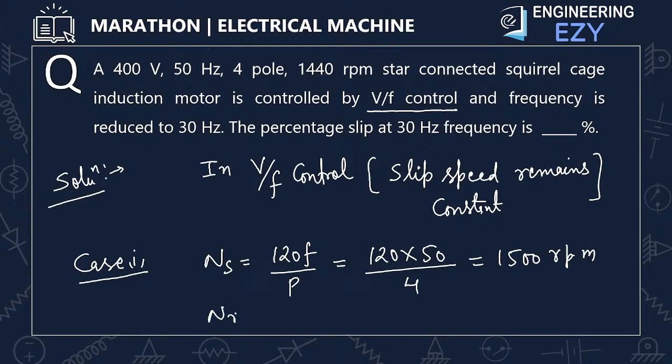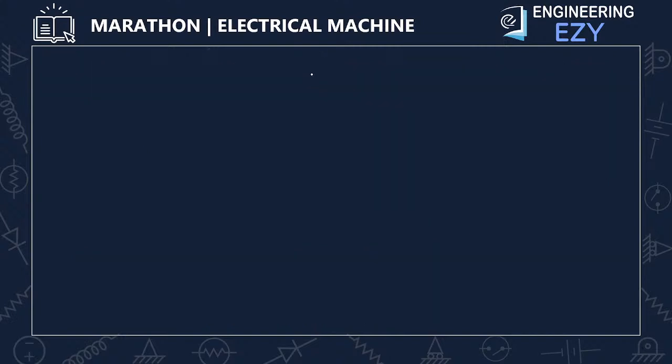NR, rotor speed in RPM, is given as 1440. The first case you can calculate orally. I am solving mathematically, but you can solve orally. Because for a 50 hertz 4 pole induction motor, synchronous speed is 1500 RPM, and if the NR is 1440, slip is 4%. You can calculate easily, 4% is the slip.